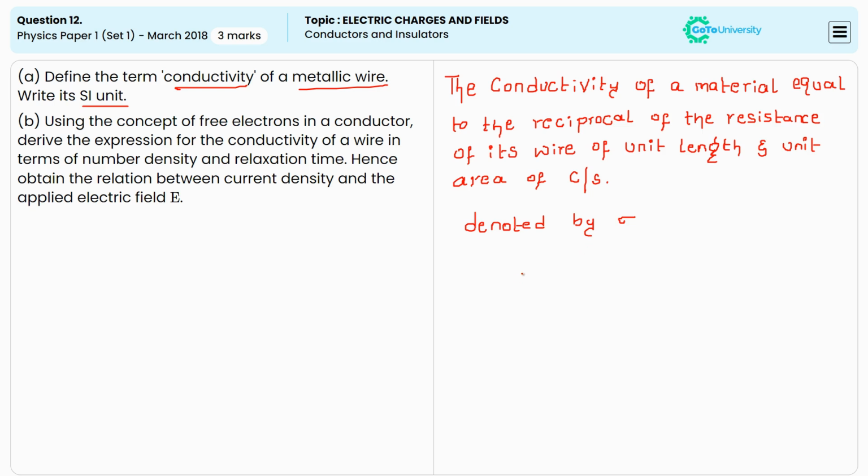So we can write this as sigma is equal to 1 upon resistance. And the SI unit of conductivity is Siemens per meter or 1 upon ohm meter.